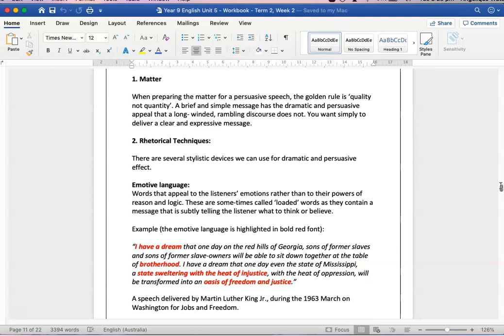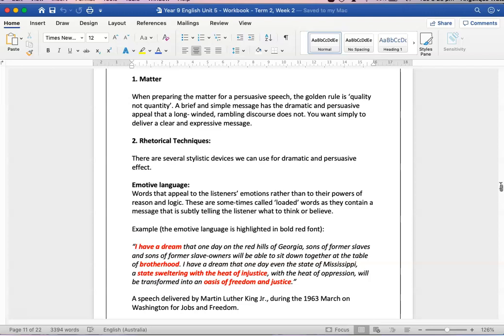So the example I have included in this booklet is the I Have a Dream speech by Martin Luther King Jr., which was written during the 1963 March on Washington for Jobs and Freedom. And the emotive language is highlighted in bold red font, and I'll explain as I go through it why it's emotive. So some of you actually are very familiar with this speech because when I asked on the forum what some of your favorite speeches are, some of you said this particular speech.